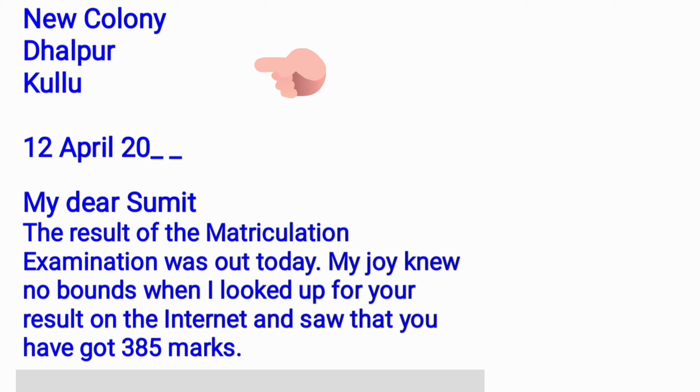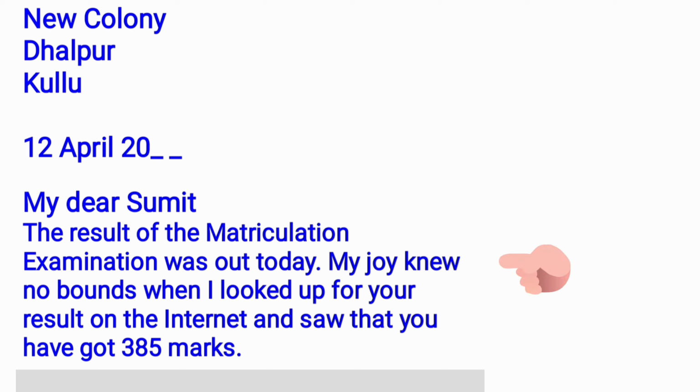First of all, write the sender's address: New Colony, Dhalpur, Kullu. Then leave one line. Then write the date like this, 12 April 2000, and then write the year, then leave one line, then write My dear Sumit, because the name is already mentioned in the question.